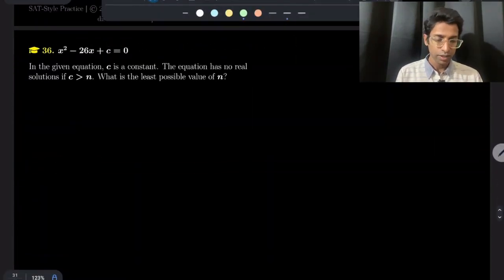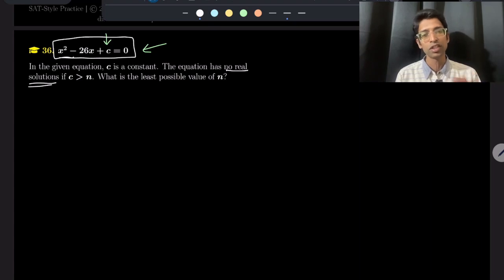Let's read the question. X square minus 26x plus c equal to 0. So here we have a quadratic equation, a parabola. In the given equation, c is a constant. So it's telling you c is a constant. The equation has no real solutions. Now please pay attention here. No real solutions. So this particular equation should not be intersecting the x-axis, or it should not touch the x-axis.